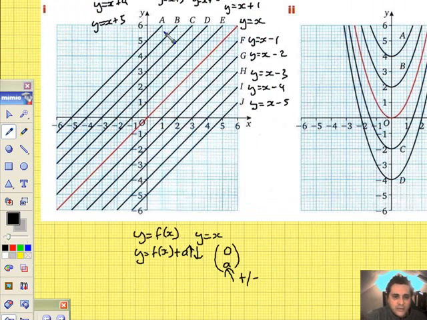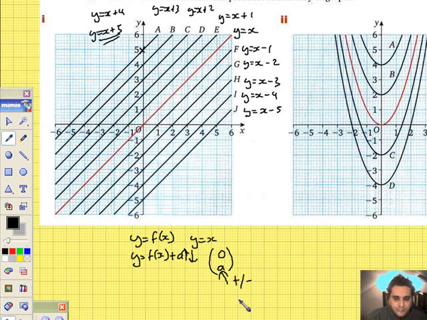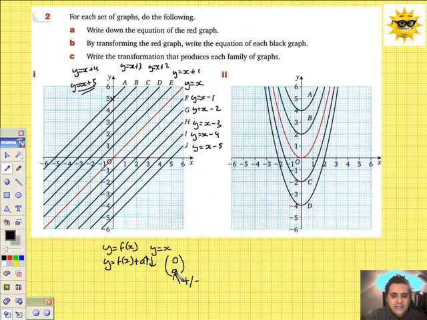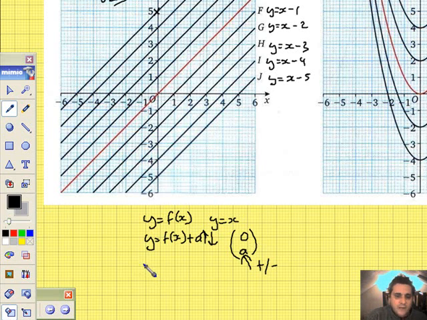So for example, if I look at graph A, I've got y equals x plus 5. There it is right there, passing through 0, 5. So the vector would have been (0, 5) for graph A. For graph B, y equals x plus 4. That would have been (0, 4). But therefore, the general transformation that produces this family of graphs is a translation. Okay? Now, it's not asking me to write down the translation for each of these, but it's easily done.